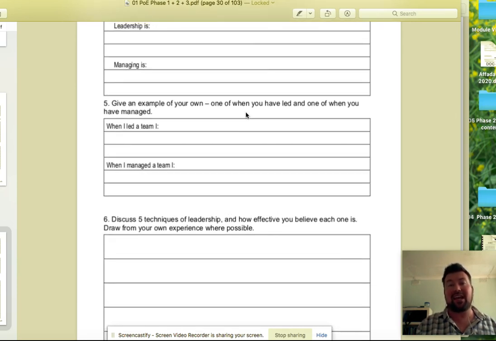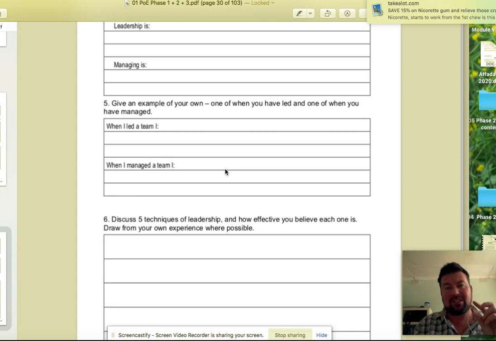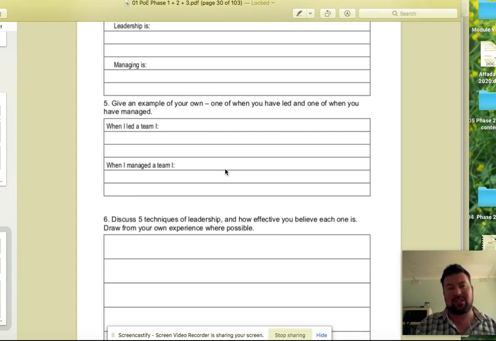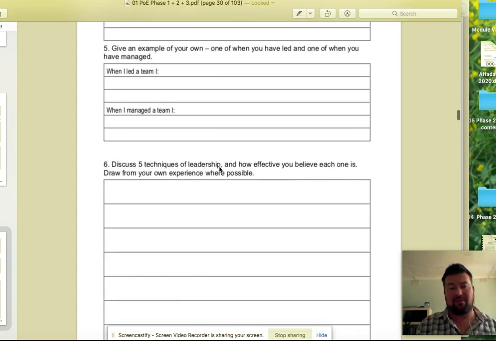So when you have led, maybe you motivated an individual, maybe you coached an individual, maybe you inspired a team to be able to achieve something specific. So give me an example of when you have led. But then I also want to know about when you have managed. So you wrote a SOP, you controlled the budget, you planned a new project. So those are very specific management processes. So tell me about what you did when you managed well.